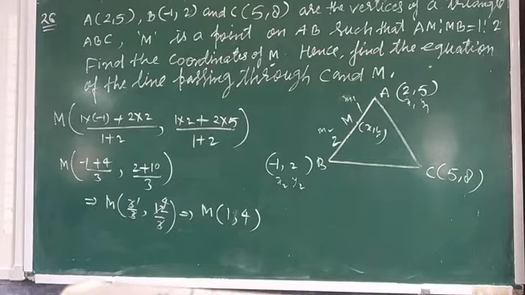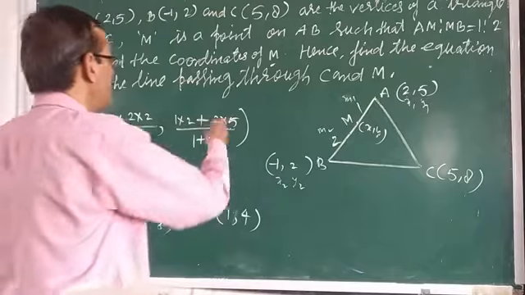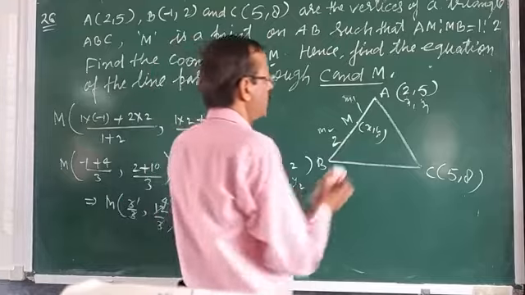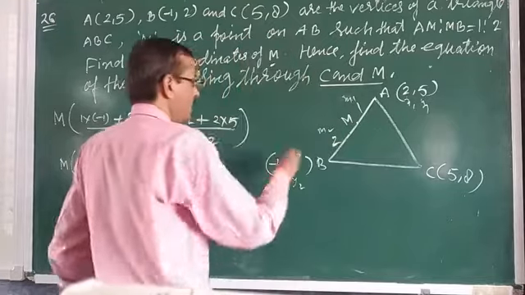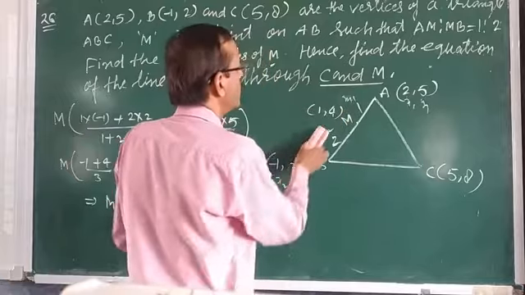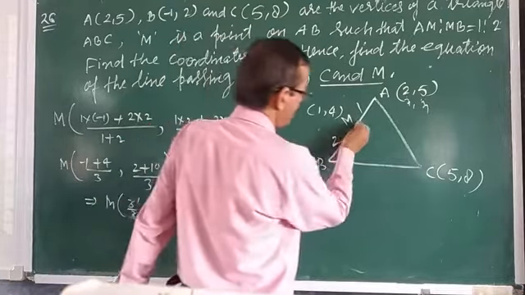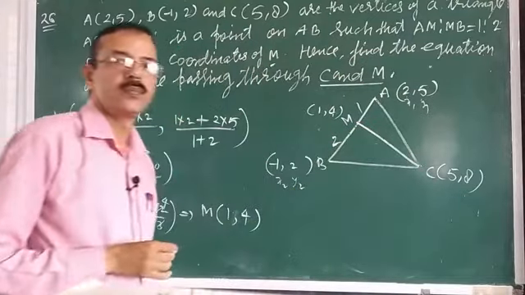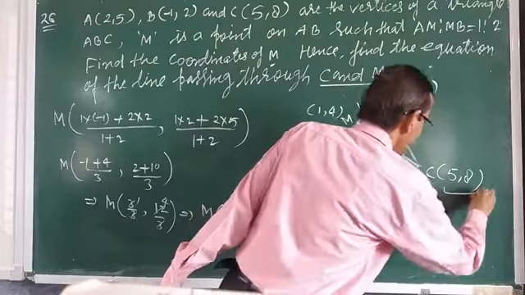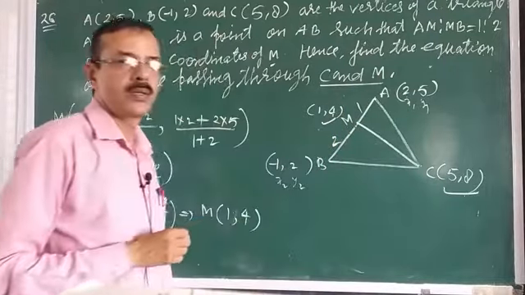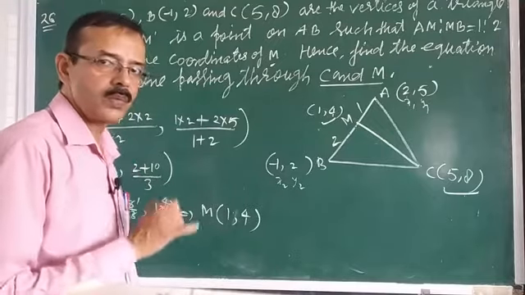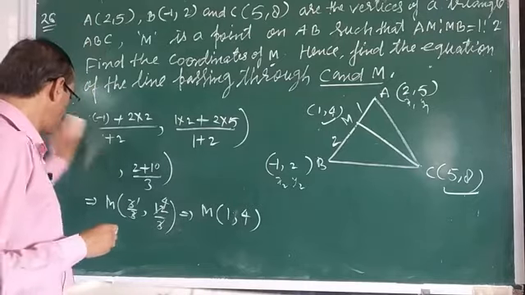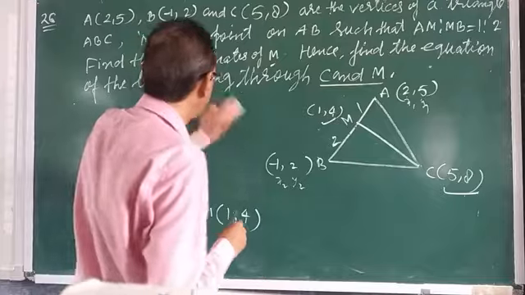Now in the next part we have to find the equation of a straight line which is passing through C and M. Your M came (1, 4). We have to find the equation of this line CM, passing through the C point and M point. Clear? The formula, I did in previous questions: if a line is passing through 2 points. So let me erase this.